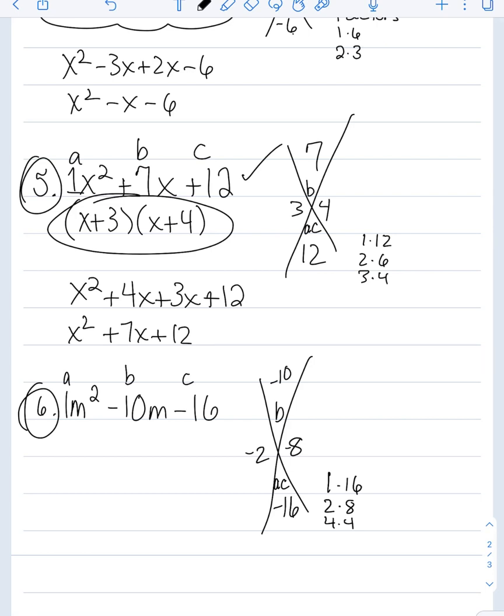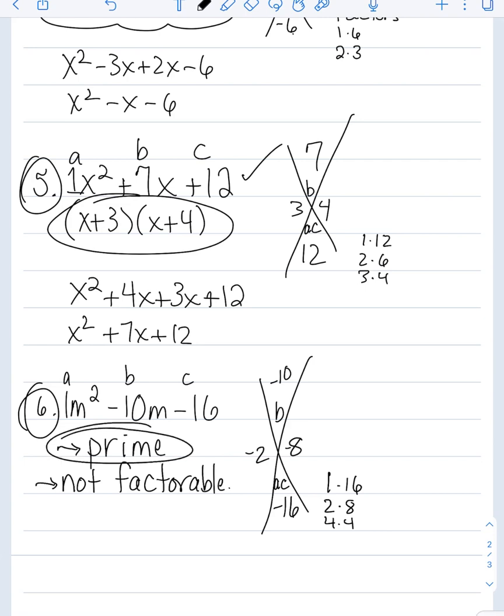So this is what we call prime. Or sometimes you'll hear it said that this is not factorable. So these are two different answers that mean the same thing. If you can't get it to fit what we need, that's your answer: either prime or not factorable.